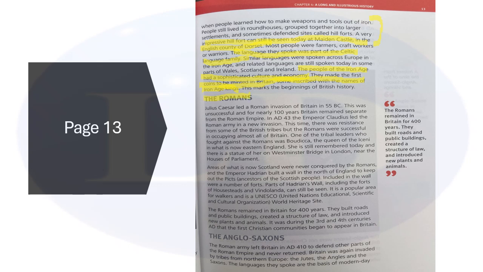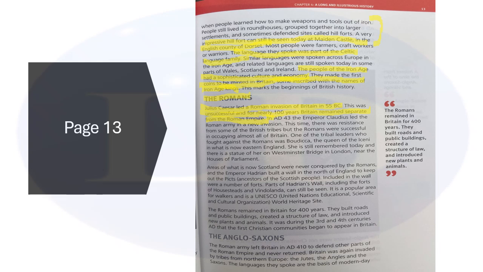Julius Caesar led a Roman invasion of Britain in 55 BC. So that means Julius Caesar came and tried to attack and capture England or the UK. This was unsuccessful, and for nearly 100 years Britain remained separate from the Roman Empire. So there could be many questions: which Roman emperor first attacked England? Julius Caesar. Sometimes you will be asked in what year BC they attacked. So 55 or 65, you will be given options obviously. And how many years England or Britain remained separate from the Roman Empire? So that is 100 years.